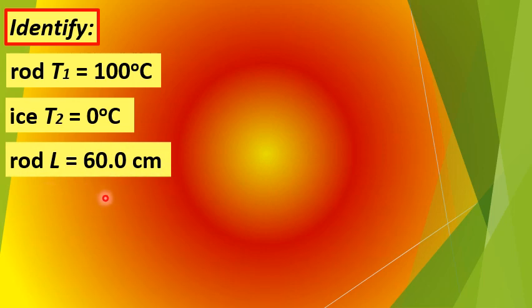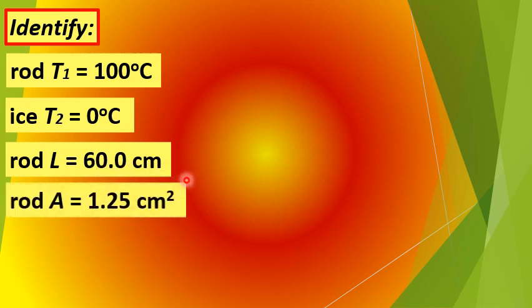The length of the rod is given and is equal to 60.0 centimeters. And the cross-sectional area of the rod is also given, 1.25 centimeters squared.